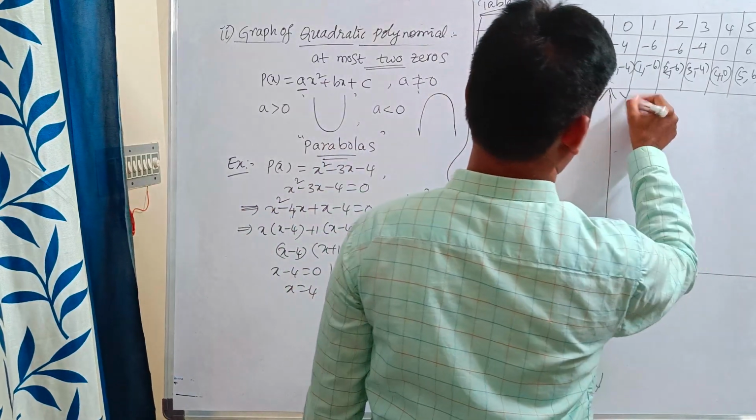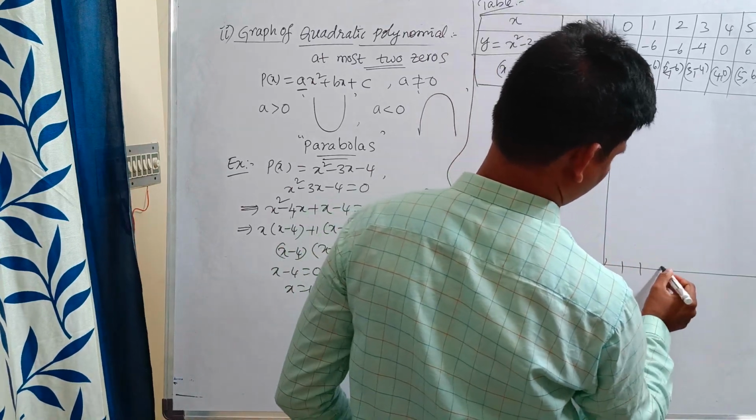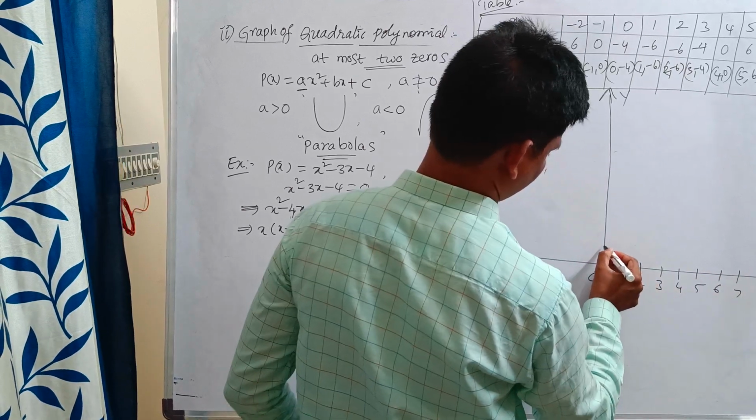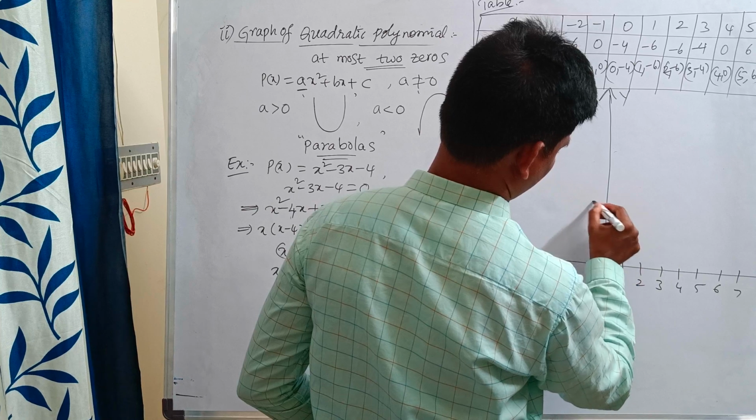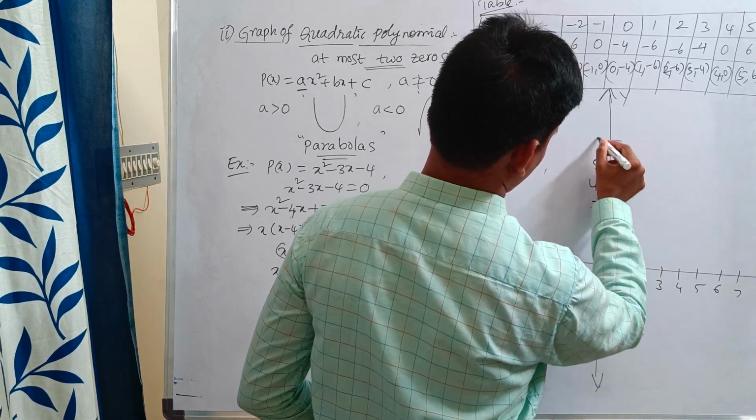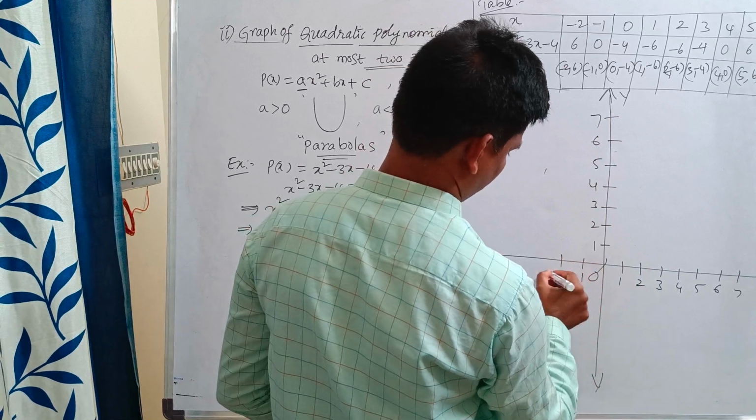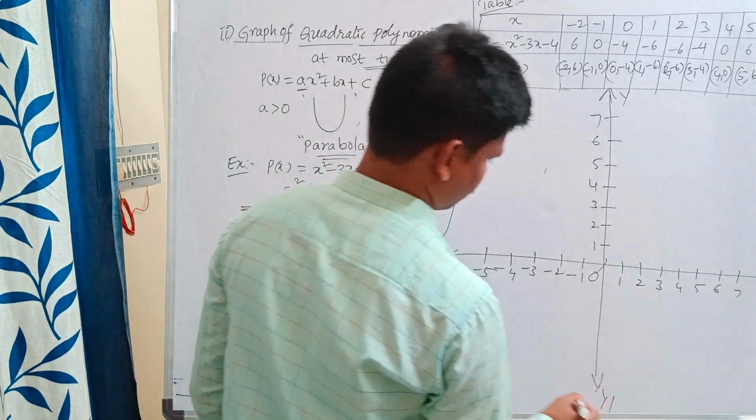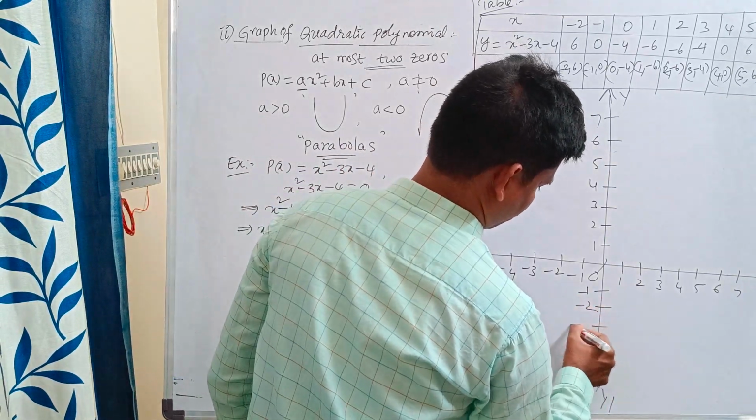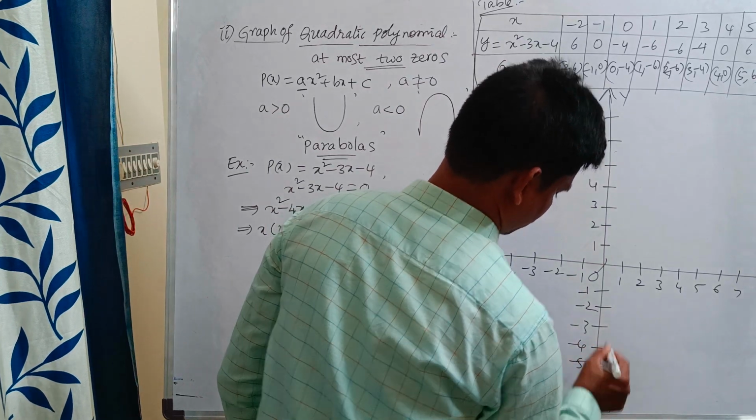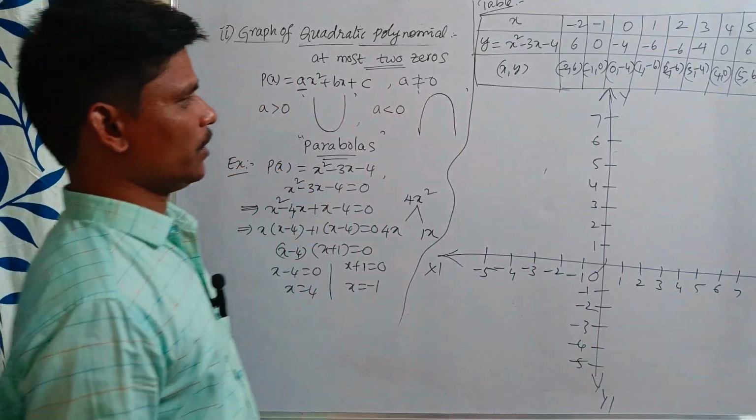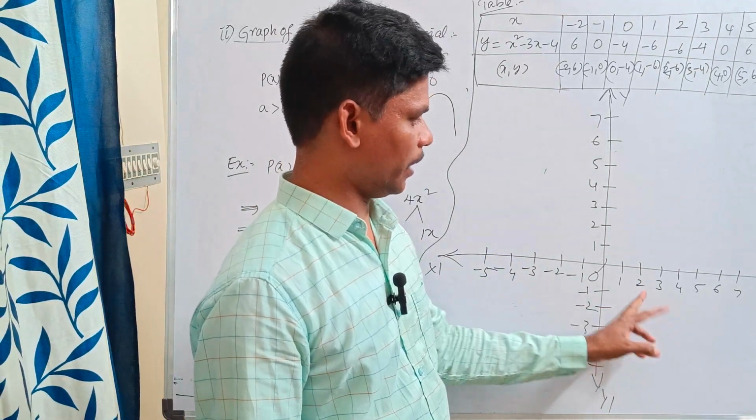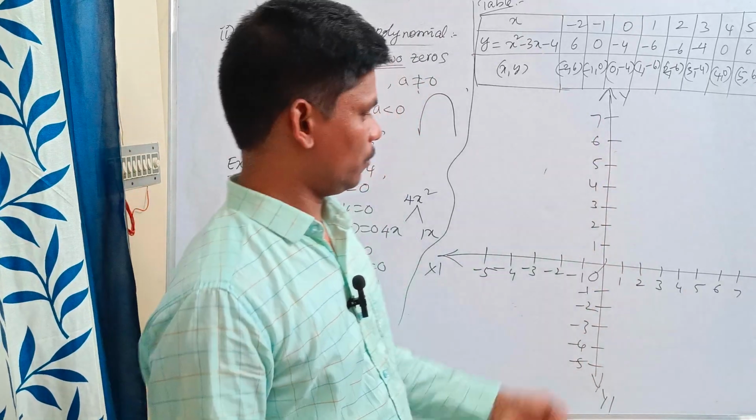So this is the x-axis and the y-axis: 0, 1, 2, 3, 4, 5, 6, 7, and on the other side 1, 2, 3, 4, 5, 6, 7, minus 1, minus 2, minus 3, minus 4, minus 5. So x dash, y dash, minus 1, minus 2, minus 3, minus 4, minus 5. Here we take the scale on the x-axis as 1 centimeter equal to 1 unit, and on the y-axis 1 centimeter equal to 1 unit.